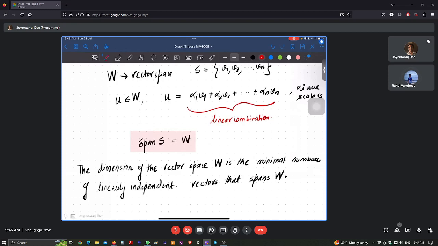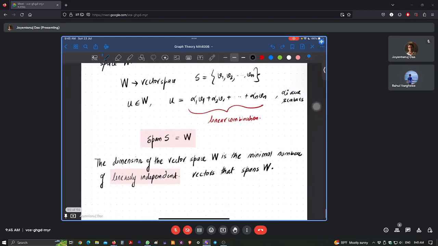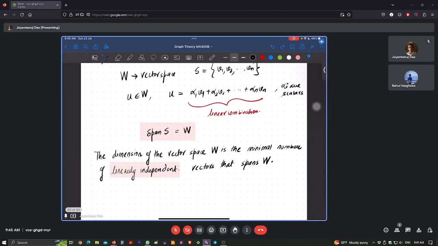A set of vectors is said to be linearly independent if alpha 1 v1 plus alpha 2 v2 up to alpha n vn, that summation being 0, implies that the only solution is that all the scalars alpha 1, alpha 2, up to alpha n are 0, right?